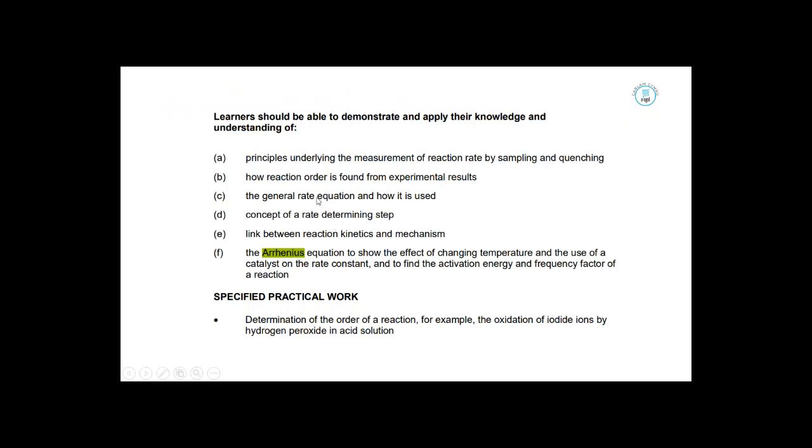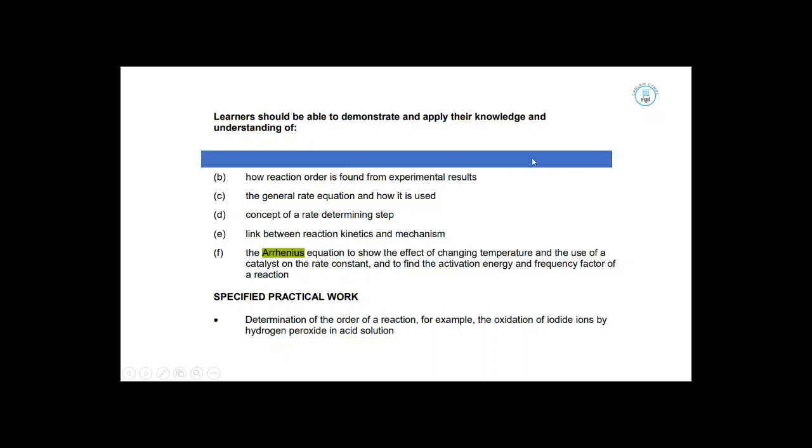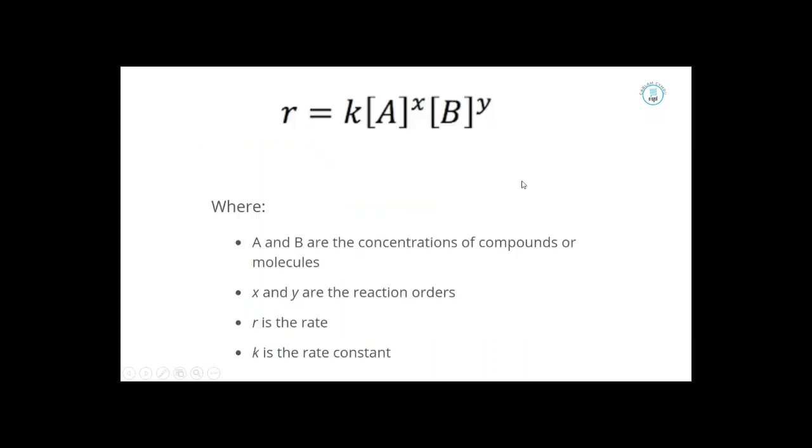So let's bring us into year 13 then. In year 13, these are things that we need to know. Again, you can see here the principles underlying the measurement of rate of reaction. So that's really important, but not the sampling and quenching. So we can get rid of that in a way.